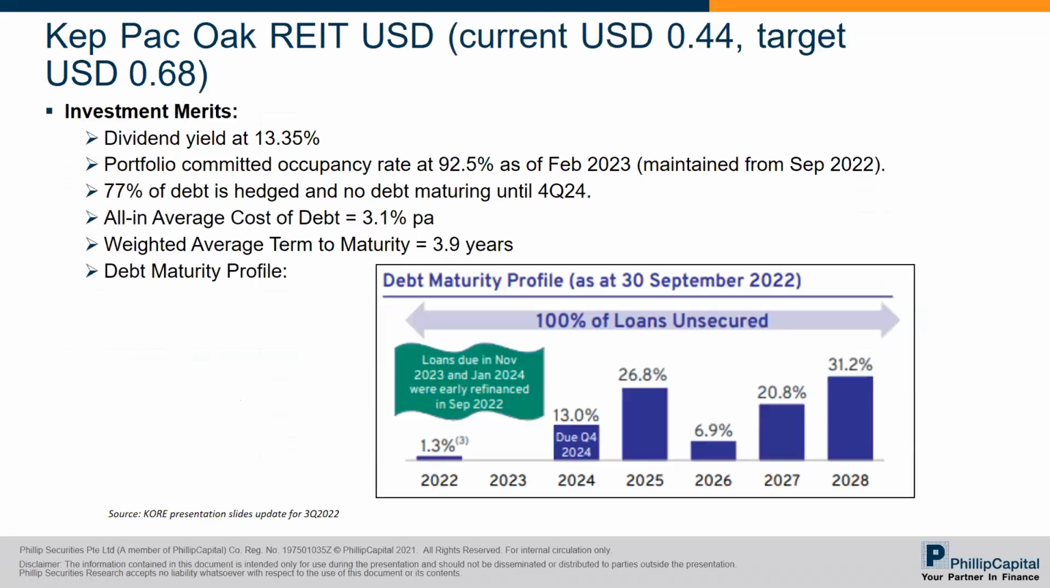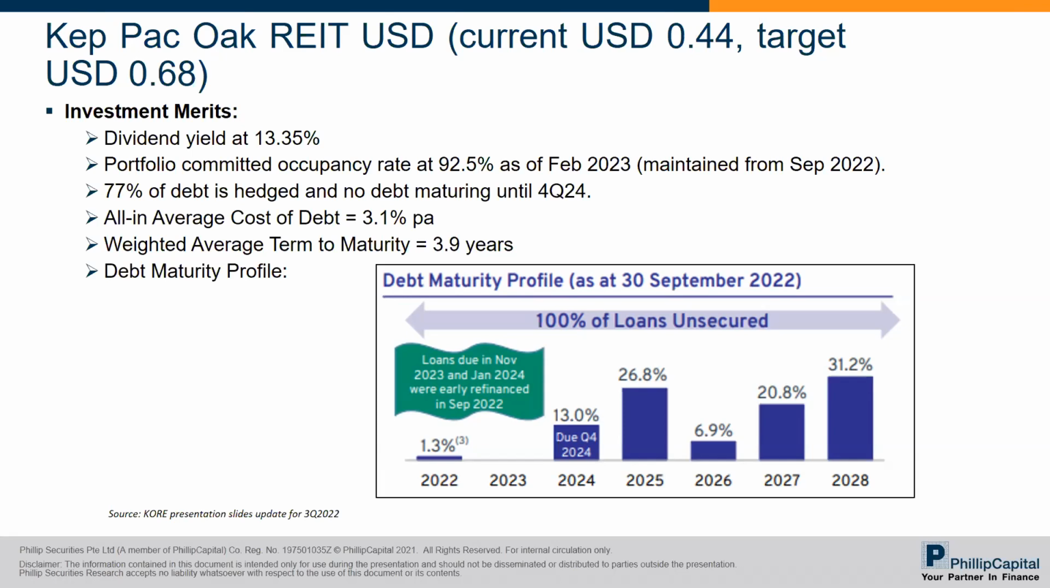And then the last counter that we have is the Keppel Pacific Oak, currently trading at 44 cents, and the market target price is 68 cents. This one is a bit of a risky counter, so it's not recommended for all traders. This one is only for certain segments of traders, or maybe the more experienced and more risk tolerant clients. The reason why we recommend this is that it's giving a dividend yield of 13%, and the fundamentals are, I would say, still very strong.